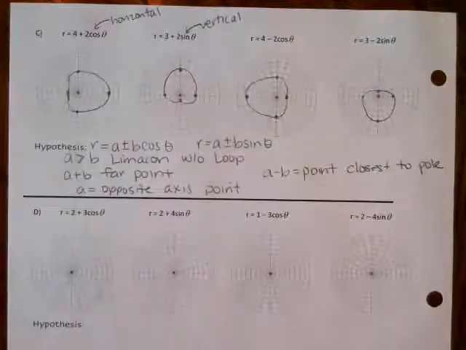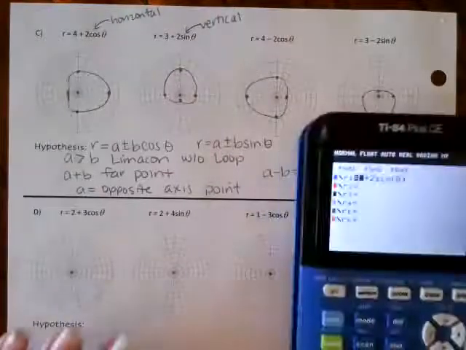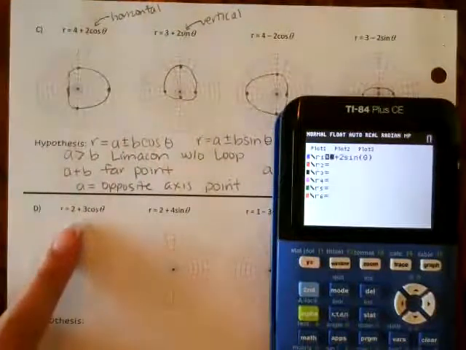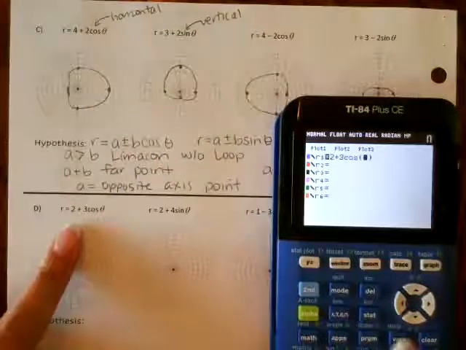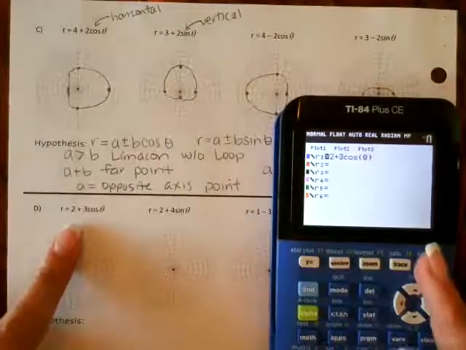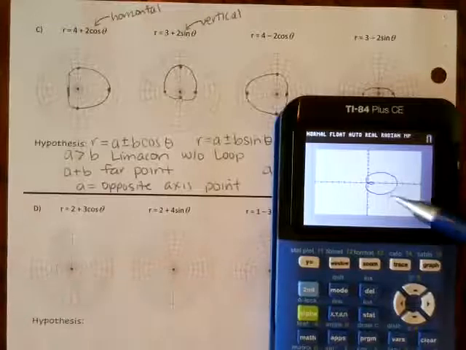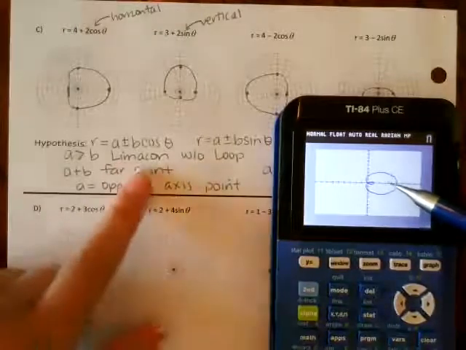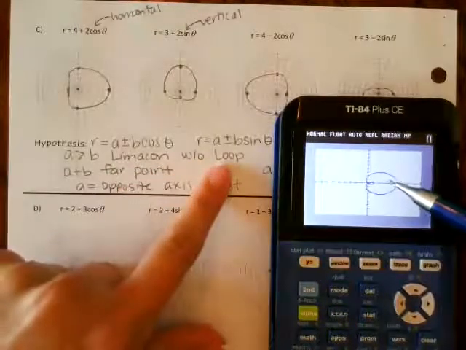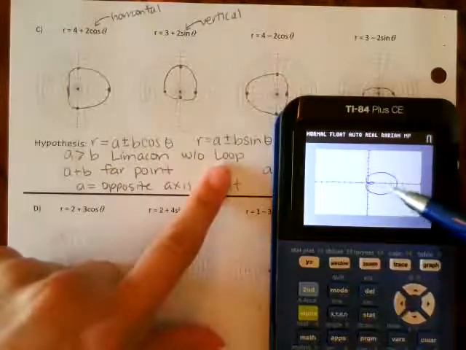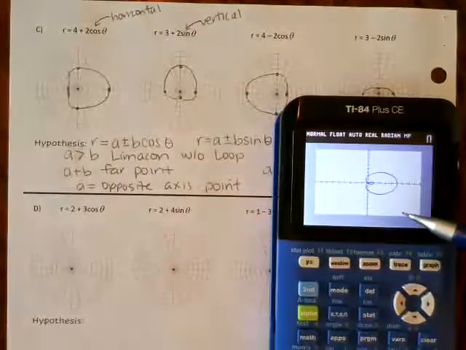All right, our next one. We've got 2 plus 3 cosine of theta. And here is our graph on that one. This is the one with the loop. So we said a limacon without a loop is this one. This is the loop right here. So these are going to be limacons with a loop.